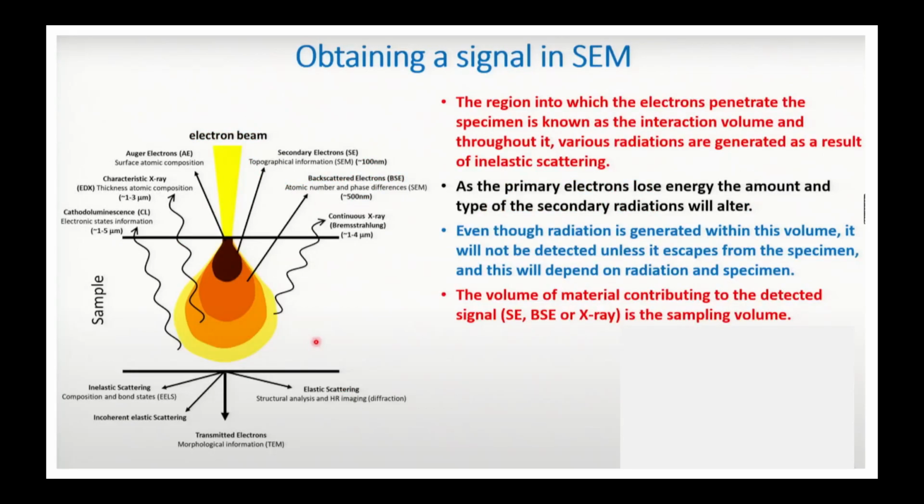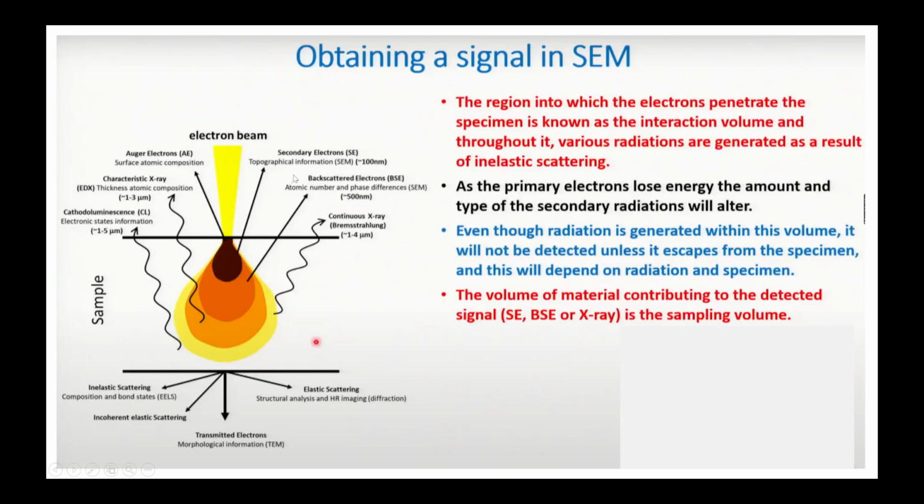So yeah, in obtaining a signal in SEM, the region into which the electrons penetrate the specimen is known as the interaction volume, and throughout it various radiations are generated. As the primary electrons lose energy, the amount and type of the secondary radiations will alter. Even though radiation is generated within this volume, it will not be detected unless it escapes from the specimen, and this will depend on the radiation and specimen. The volume of material contributing to the detected signals is the sampling volume.